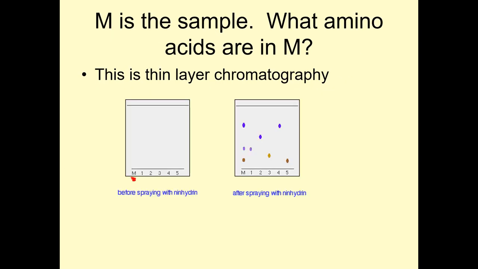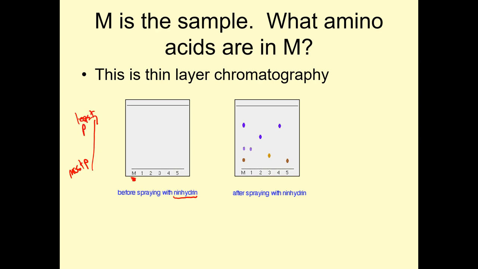M is the sample. We don't see anything on here. These are different amino acids. We don't see any of them because we didn't spray it with ninhydrin. So remember, in thin layer chromatography, the different things are going to move. The things that are most polar here, and the things that are least polar here.